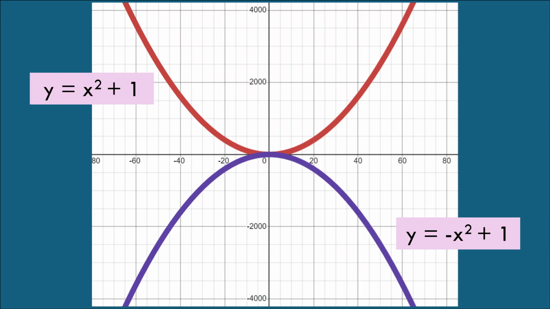So I plotted y equals x squared plus 1 in red, and y equals negative x squared plus 1 in purple. What do we notice? Oh, they're flip-flopped. Right. So purple is literally red upside down. That's good. All right. What about these?